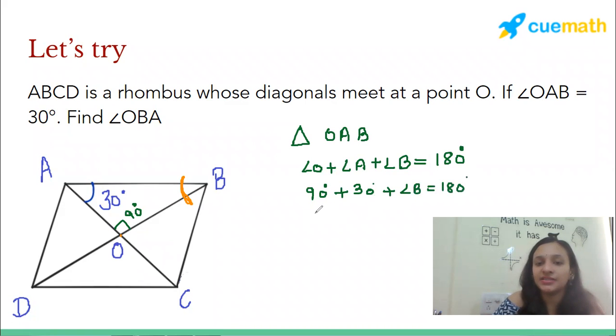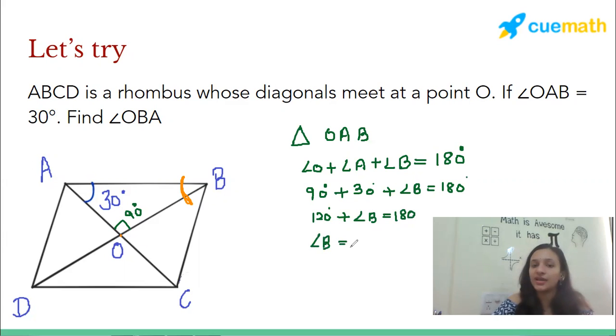So 90 plus 30 is 120 plus angle B is equal to 180. You would subtract 120 from both sides. You would get angle B is equal to 180 minus 120, which is 60 degrees. So 60 degrees is the correct answer to this question. Okay, this angle is measuring 60 degrees.